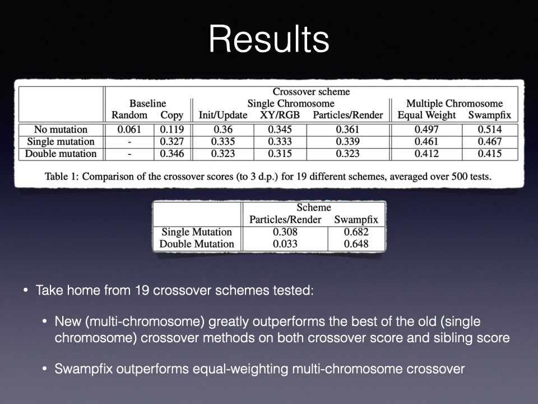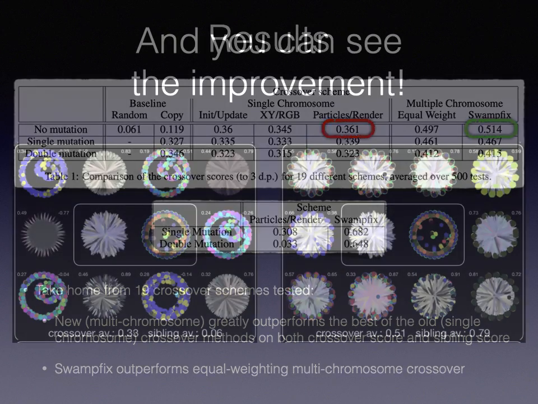But it was fairly clear that with respect to this measure, the best of the old techniques, which include only a proportion from each parent, gets 0.361 with respect to this measure. But the Swan-Fix method gets 0.514 and is clearly better with respect to this measure. I tried 19 crossover schemes, and that was the best one. And it also does incredibly well with respect to the sibling score. But don't take my word for it. Have a look at the results.